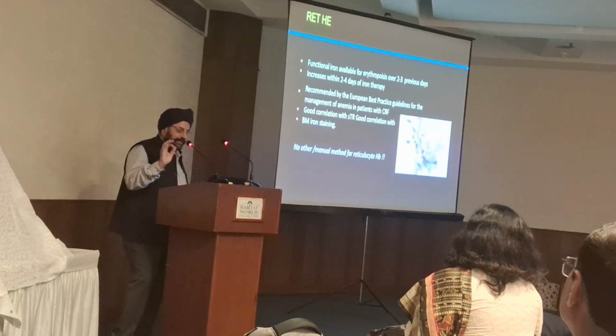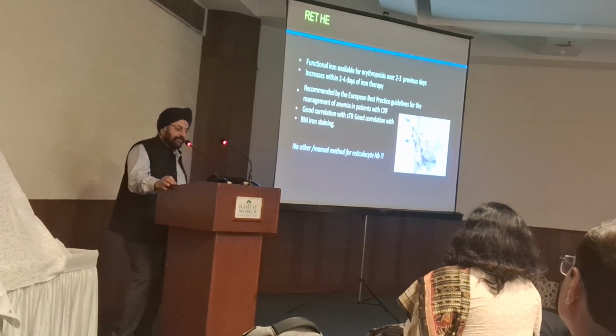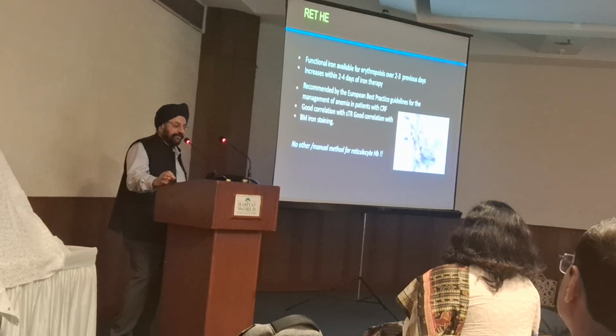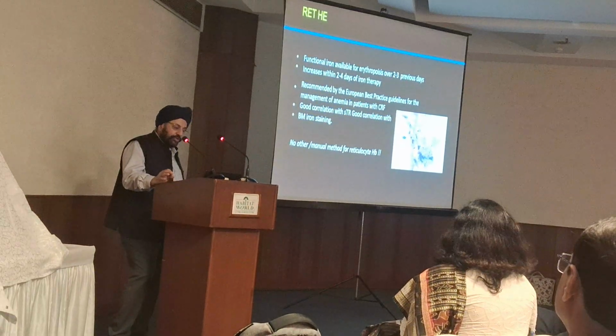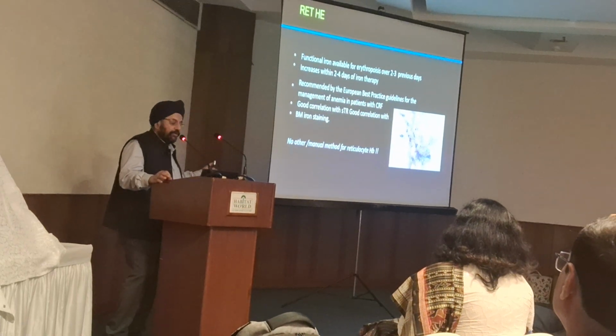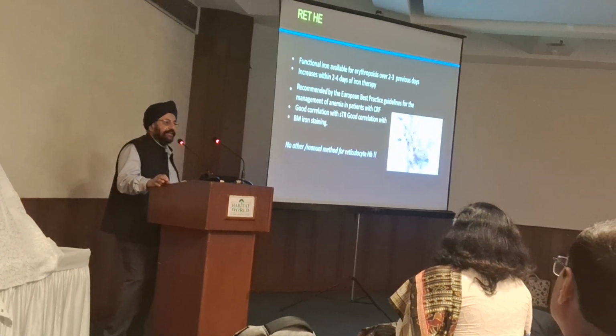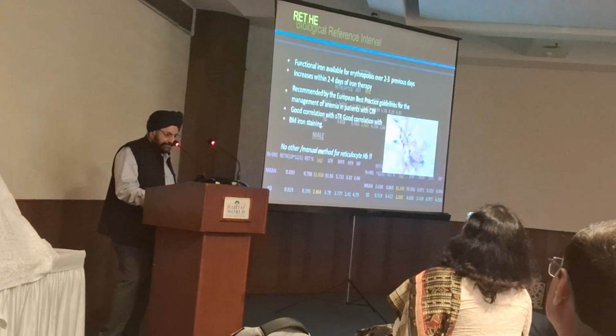So, this is recommended by European best practice guidelines for the management of anemia in patients with chronic renal failure. It has good correlation with serum transferrin, good correlation with bone marrow iron staining, and there is no other manual method to detect red hemoglobin. It can be only done through an analyzer. I'll show you a case.